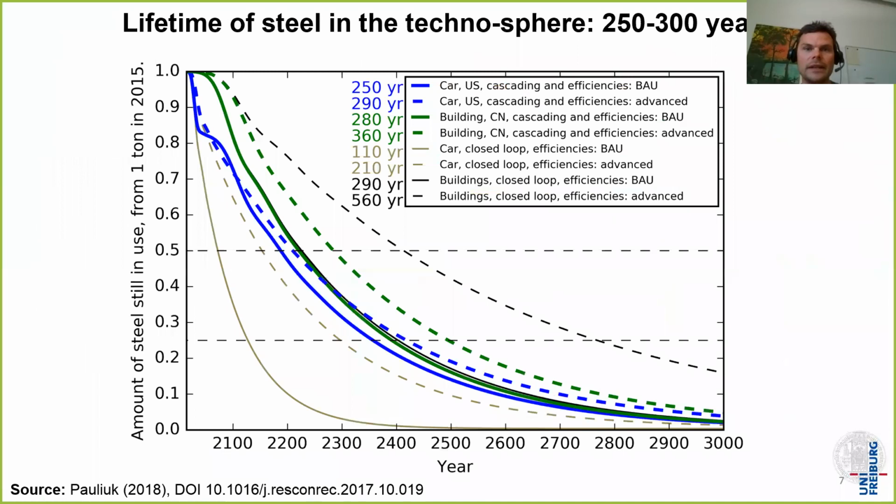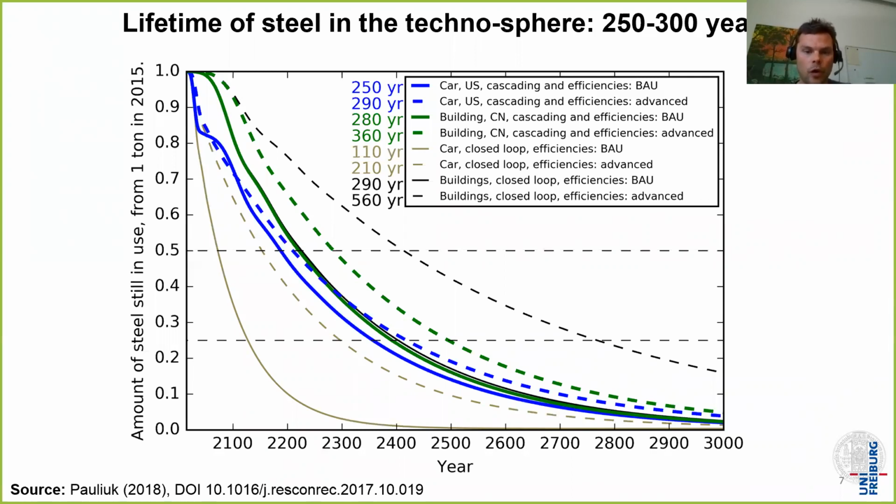Another application is indicator development. We need to understand how we can translate our material cycle understanding into practical indicators that can be used in the scientific debate, in the policy debate, and maybe also in policy making. One example here is the lifetime of materials in the anthroposphere.